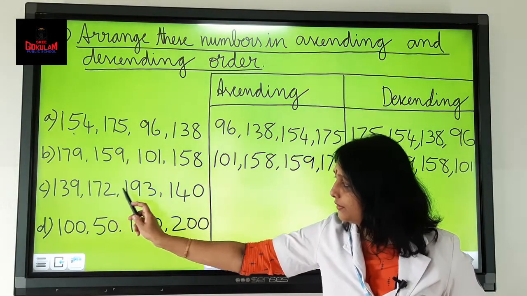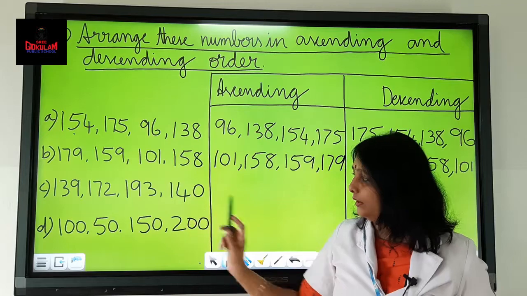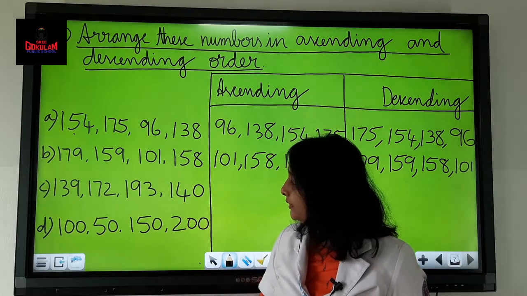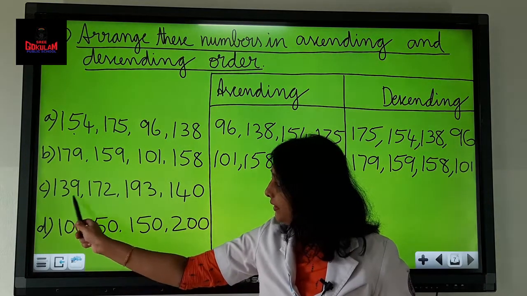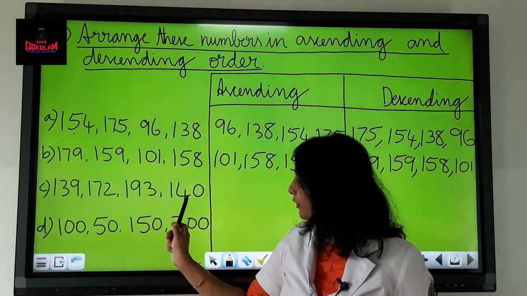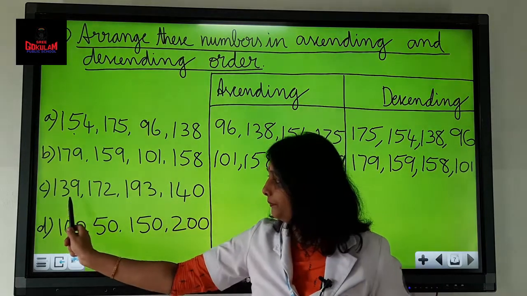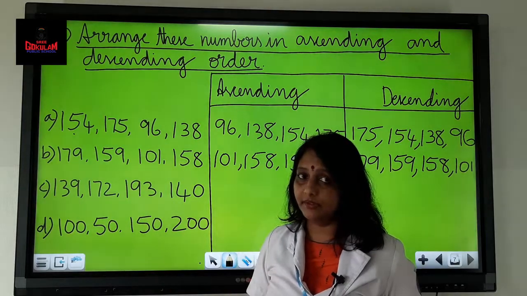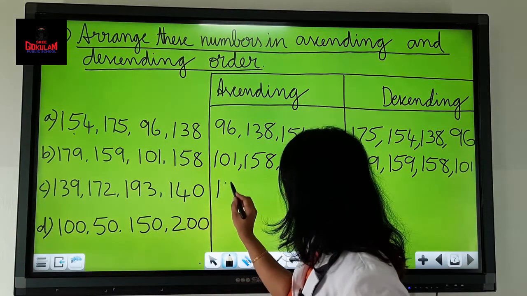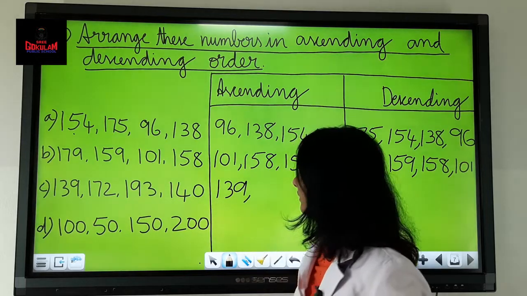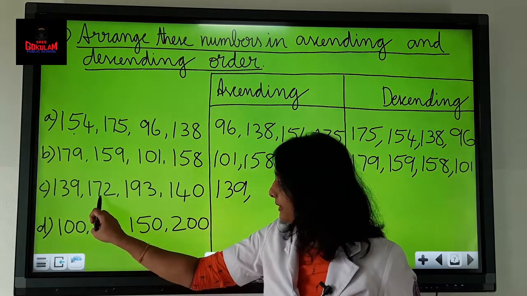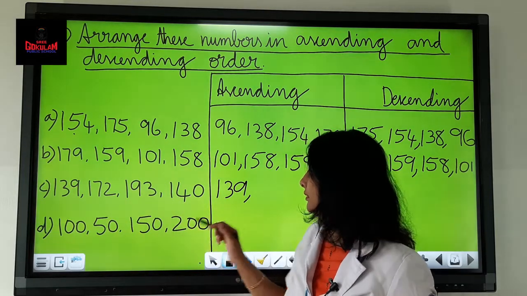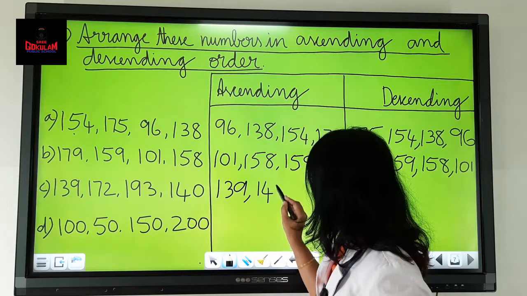Next question. 139, 172, 193, 140. Among these, which is the smallest one? Comparing the tens place numbers, 3, 7, 9, 4. Which is the smallest one? Yes, 3. So, 139 is the smallest number. 139. Next, tens place number 7, 9, 4. Which is smaller? 4. So, the number is 140.